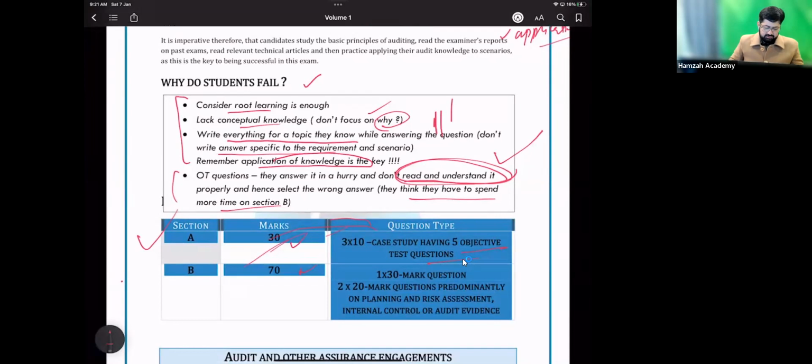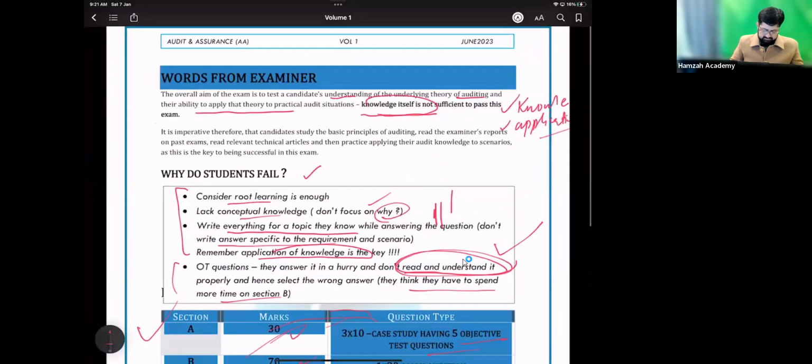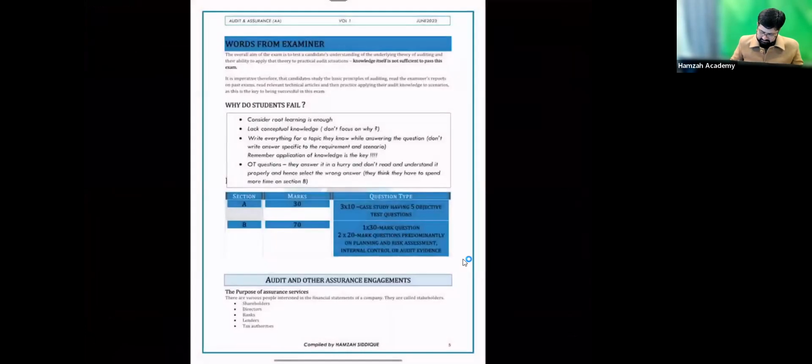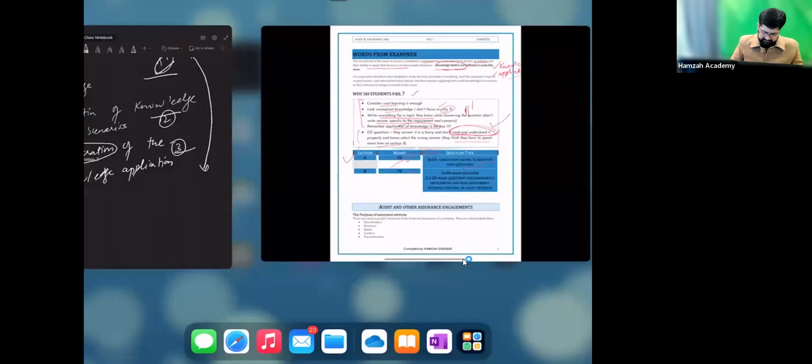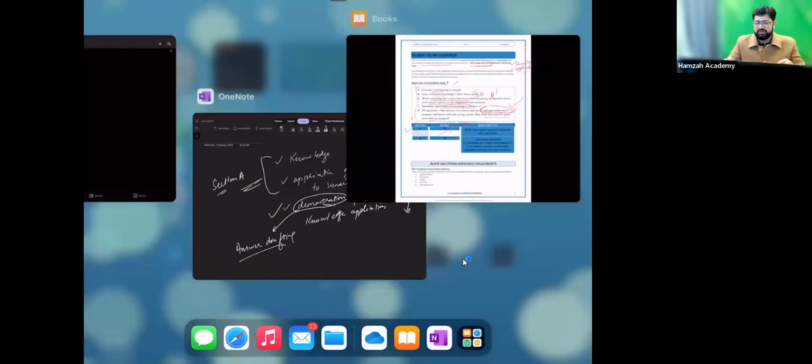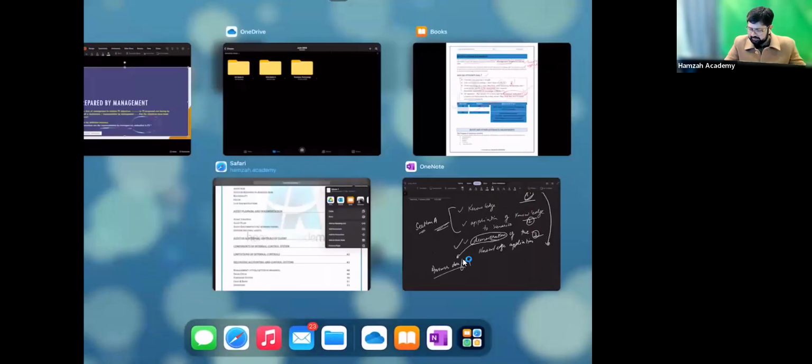So here comes the course plan. The course plan is here in front of you.